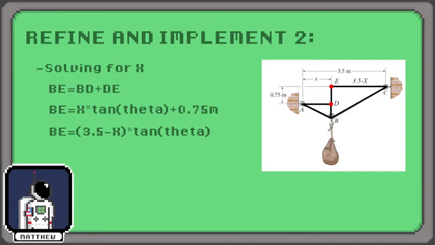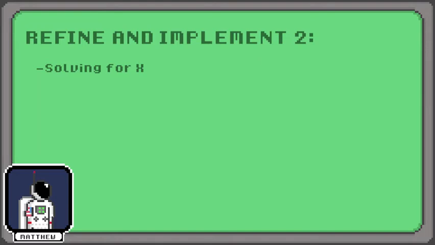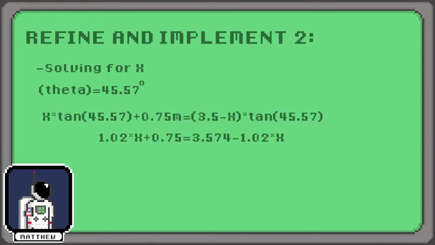Now we have two equations that both equal the same variable, so we can just set those two equations equal to each other, which gives us x times the tangent of theta plus 0.75 equals 3.5 minus x times the tangent of theta. From the last step, we already know theta, so we can easily plug that in, and we get 1.02 times x plus 0.75 equals 3.574 minus 1.02 times x. And then, doing some simple algebra, we can solve it down to where x equals 1.384.